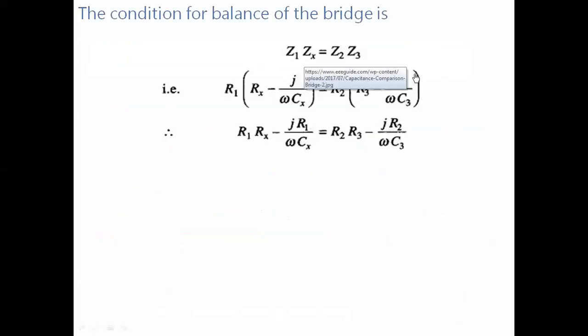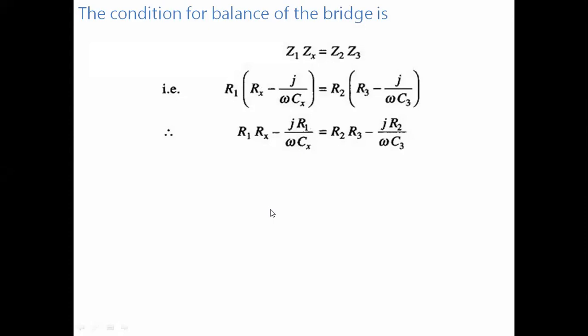The condition for a balanced bridge, all of you know that: Z1 Z4 is equal to Z2 Z3. In place of Z4 we have Zx. By substituting those values from the previous slides, we get these equations: R1 times Rx minus j R1 by omega Cx is equal to R2 R3 minus j R2 by omega C3. Here on the left side we have a real term and an imaginary term, and similarly on the right side.